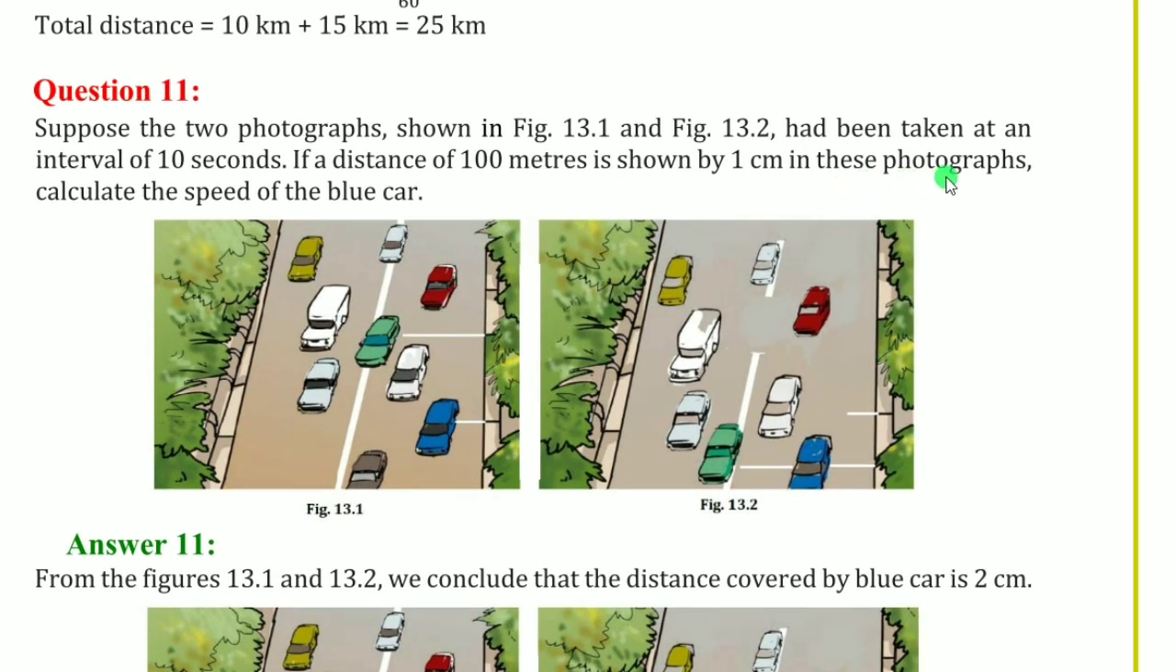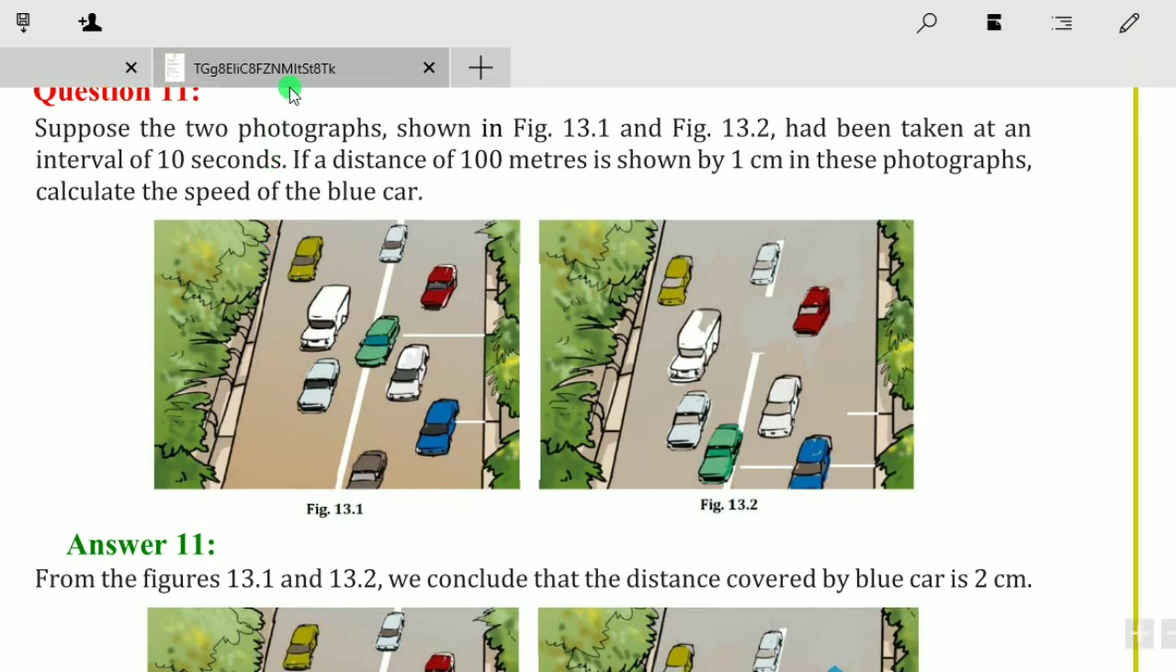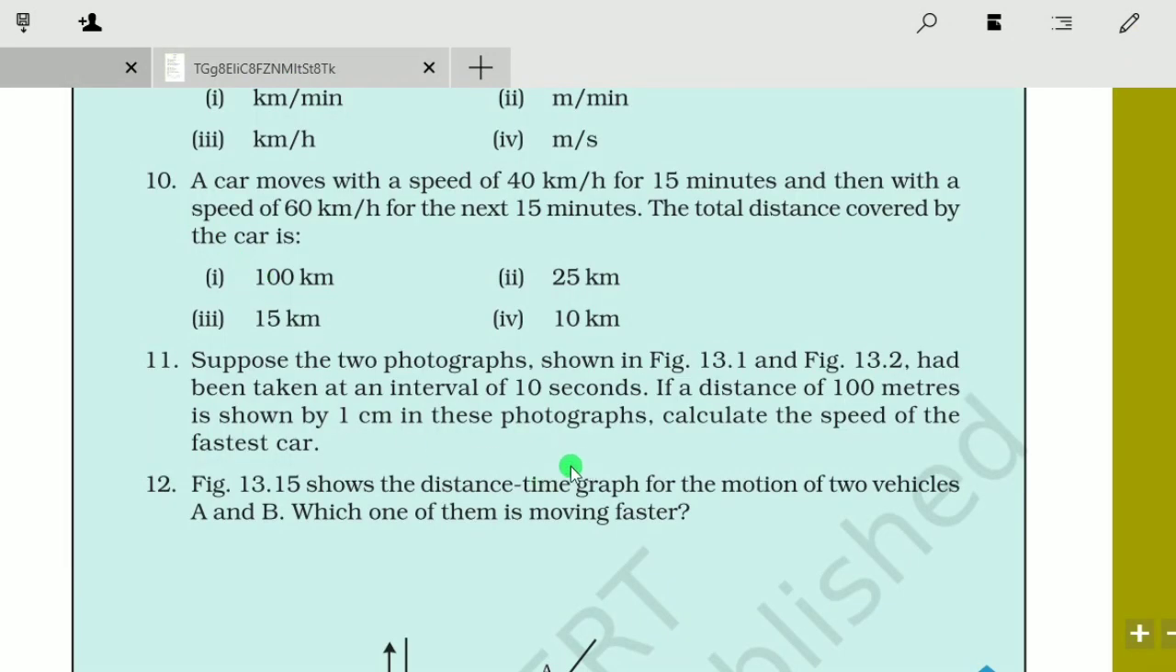Here it is written 1 centimeter in this photograph. Calculate the speed of the blue car. It is not written here as the blue car; it says the speed of the fastest car.